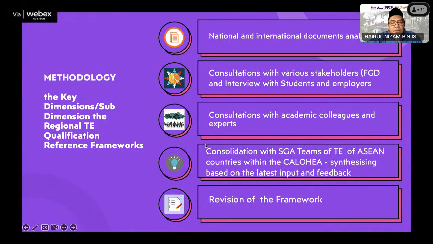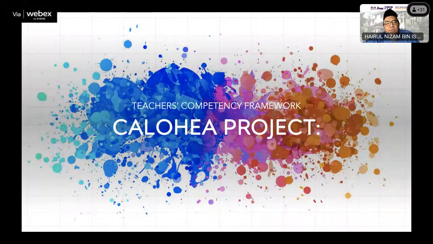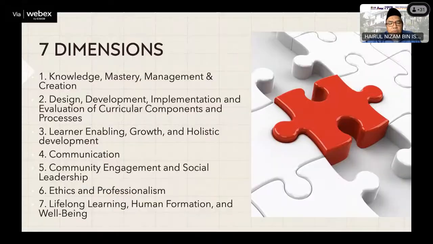Okay, so I'm putting back this slide as the methodology to show again where the documents just now been used in the process of developing the competency framework. So let's go over the development of this teachers' competency framework within this CALOHEA project.